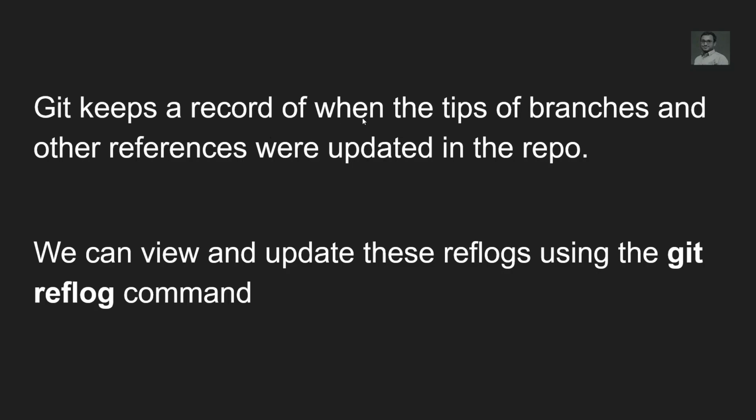Git keeps a record of when the tip of branches and other references were updated in the repository. So that means Git keeps a record of everything. When you are switching branches, moving from one branch to another, or committing code, all of these things will be kept as a record. It updates the references and everything else in the repository. We can view and update these reflogs using the git reflog command. If you want to see which reflogs have been saved, we can see them using the git reflog command. So we'll see about this git reflog command.